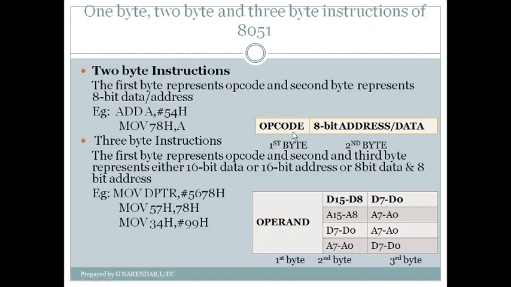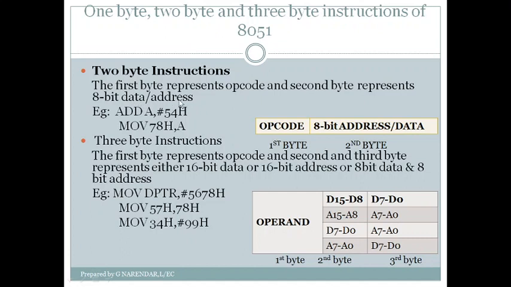Here you can see that the first byte always represents the opcode, and the second byte represents either an 8-bit address or data directly in the instruction. So the 8-bit address or data is directly specified as the second byte in the instruction itself. So the size of the total instruction becomes 1 plus 1, 2 bytes.